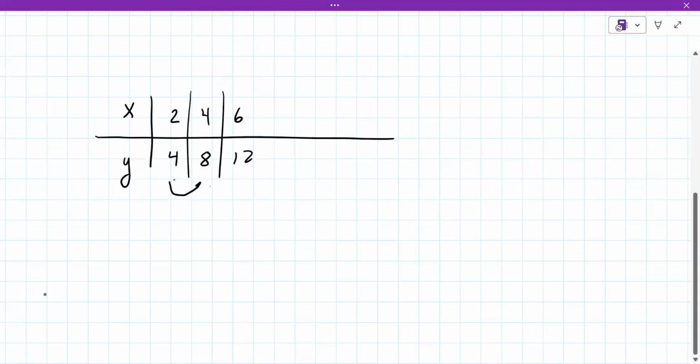How much is y changing by each time? By 4. How much is x changing by each time? By 2. Okay, so the answer here is y equals 4/2 times x, where 4 is the change in y and 2 is the change in x.